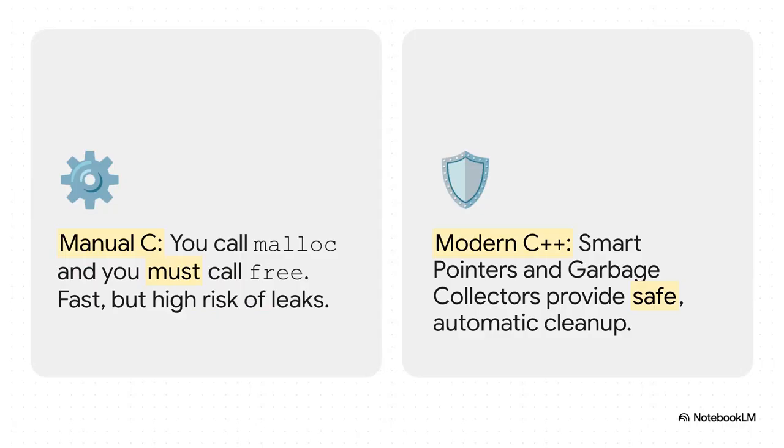So, here it is, the fundamental trade-off. The classic C way gives you blazing speed and total control over every byte, but it comes with a super high risk of human error, of memory leaks. On the other side, you've got these modern abstractions. They give you safety and automation by managing this idea of ownership for you, but they do add a little layer between you and the bare metal.